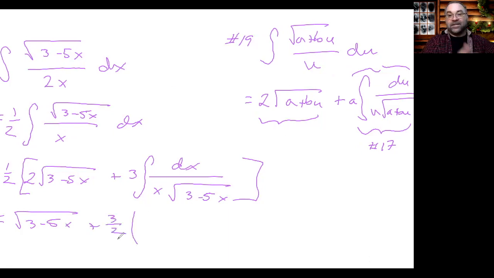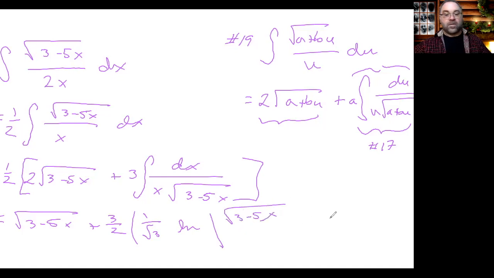Now I'm just going to go back to 17 in the back and take a look for a greater than 0, and I get 1 over, where I lost my place. There it is. 1 over the square root of a, natural log, square root of 3 minus 5x minus square root of 3, over square root of 3 minus 5x plus the square root of 3, plus c. And there we go.